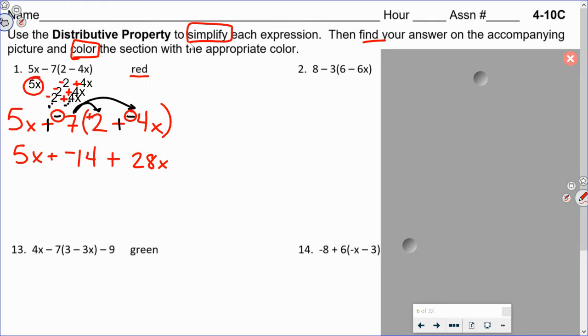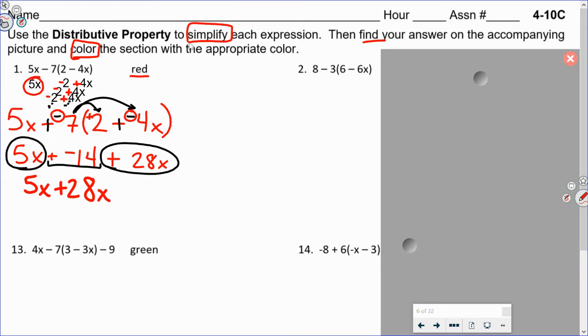At this point, you can circle your variable terms. You can underline your constant terms. And some of you even like to rewrite it so that the like terms are right next to each other. And that's up to you. That's going to disappear in a second.